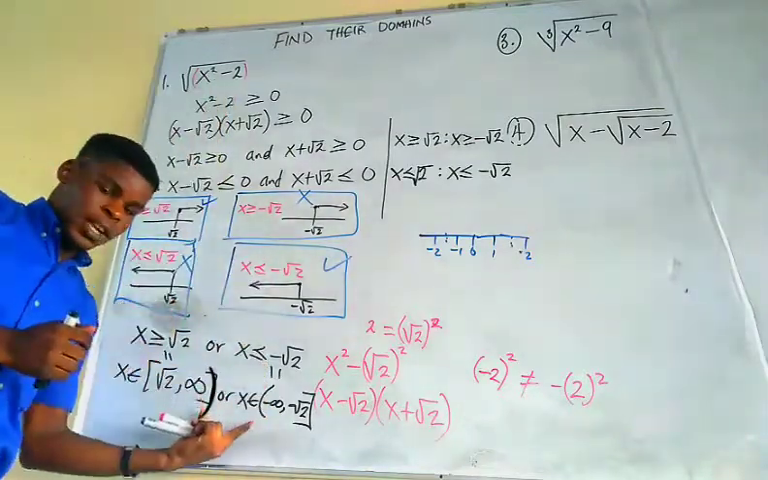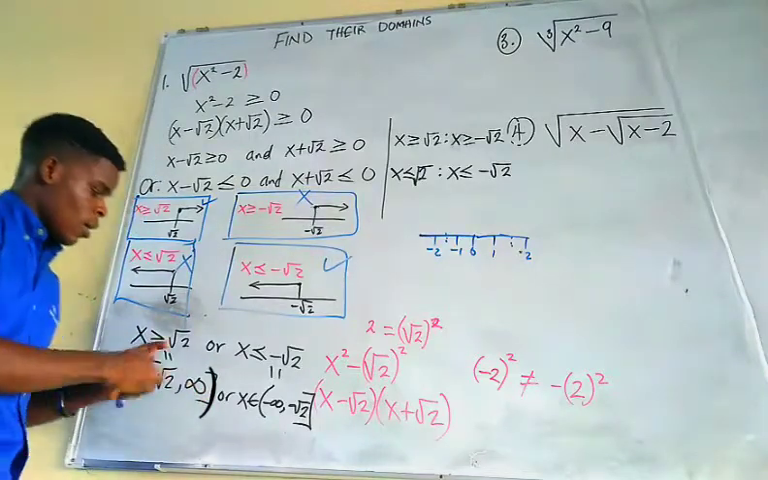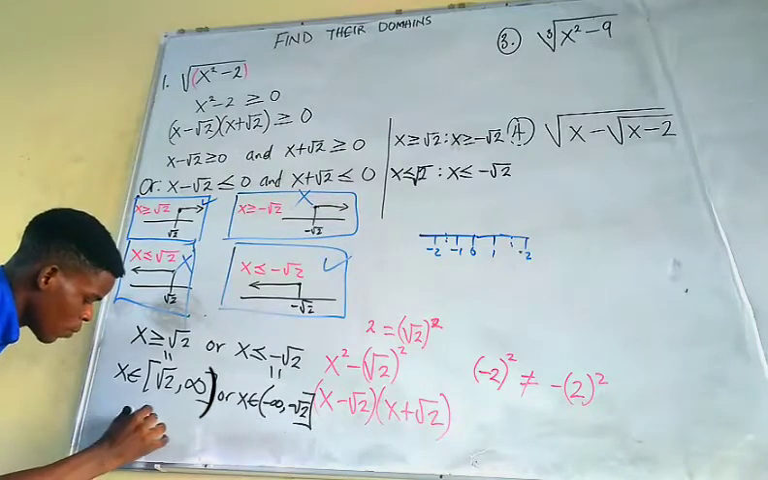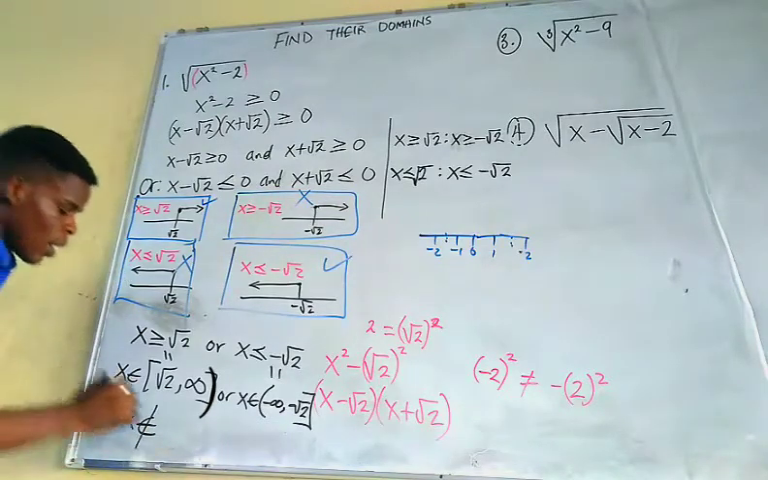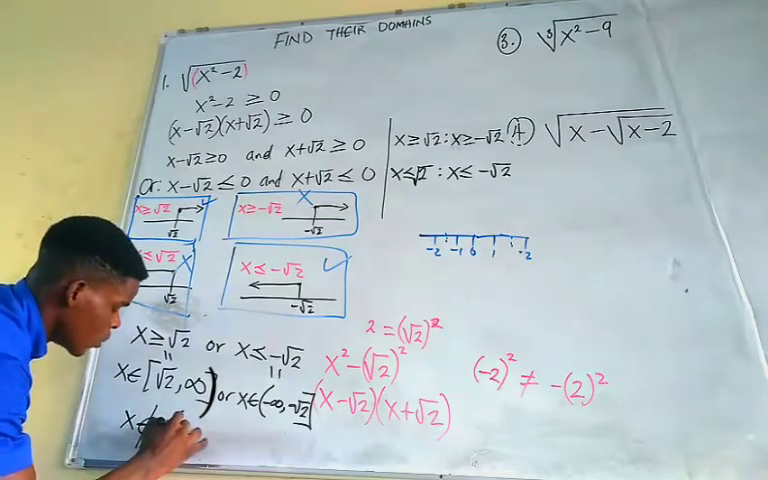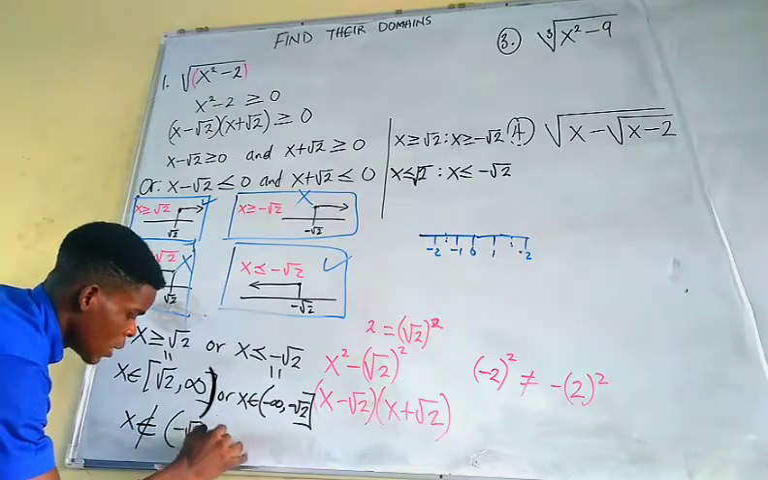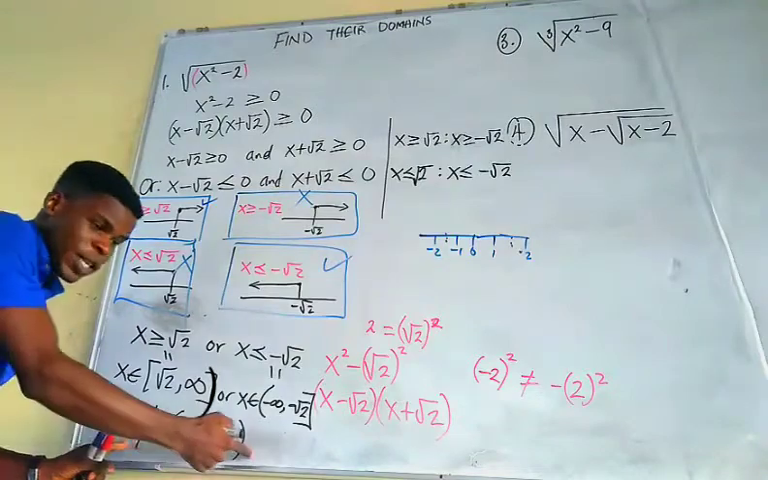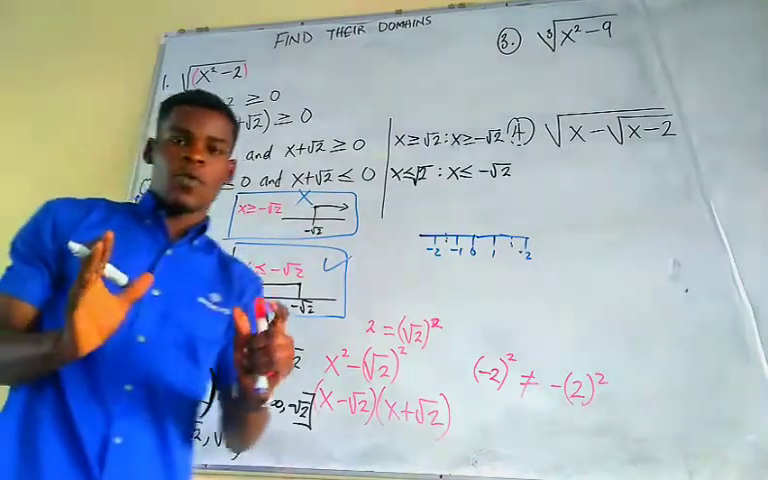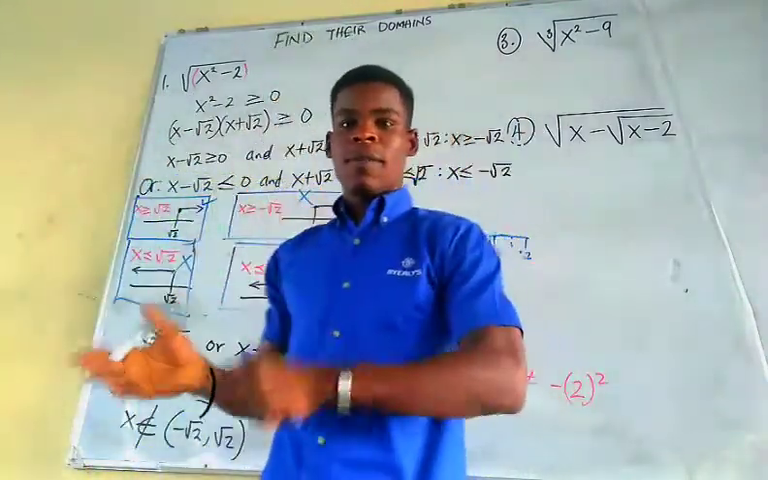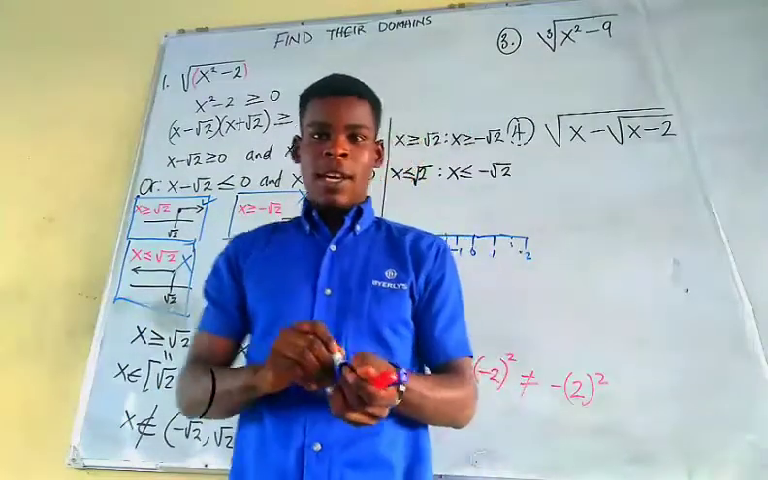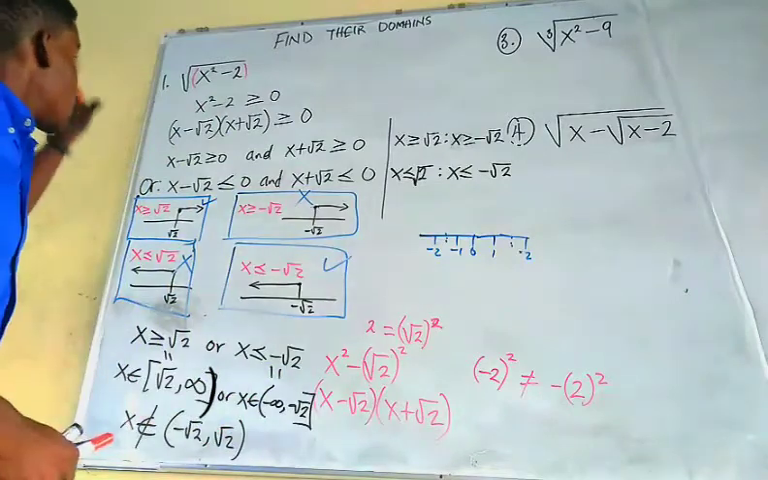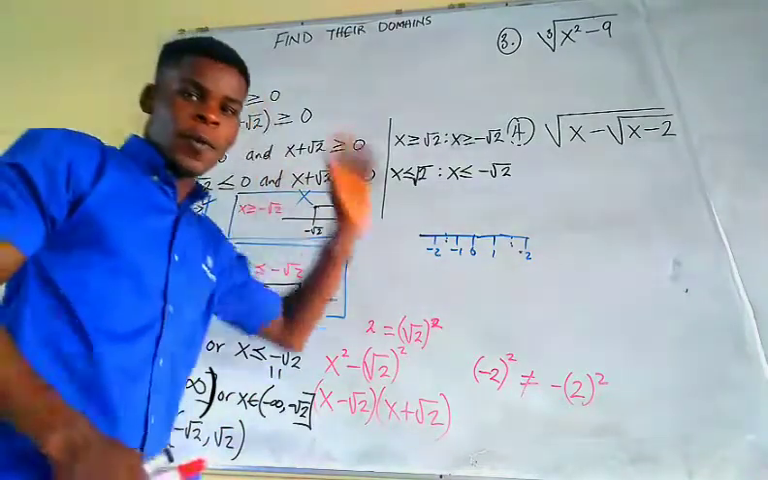Now, that is to say the domain is that x should not belong to the open interval between negative square root of 2 and square root of 2. So the domain is that x should not be here. So it's either you say the domain should be what we want, or the domain should not be what we don't want, right? So with this, you can go ahead and evaluate the domain of this number 1 right here.